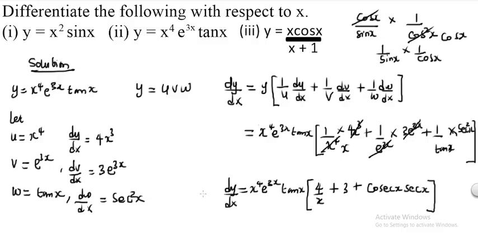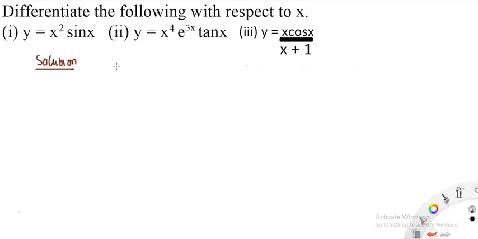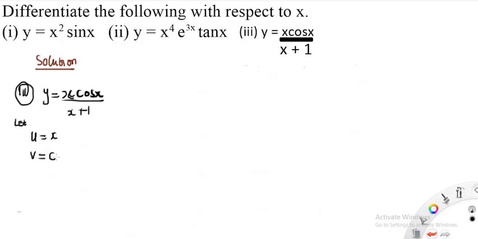You can pause the video and try to solve the third example, but let me clean up space first. So for the third question, we are asked to differentiate y is equal to x cos x divided by x plus 1. So like we do, first of all, we assign each independent function. So here, x is an independent function. So we can say let u equals x. And then we can assign cos x to another function, so that I can say let v is equal to cos x. And then for x plus 1, we can assign to another function. So we say let w equals x plus 1.